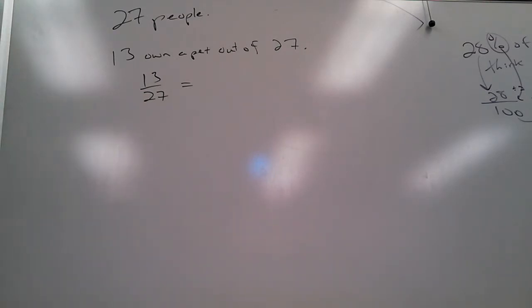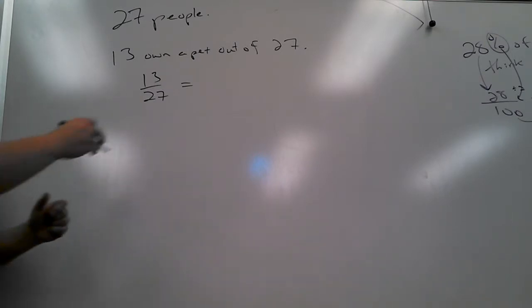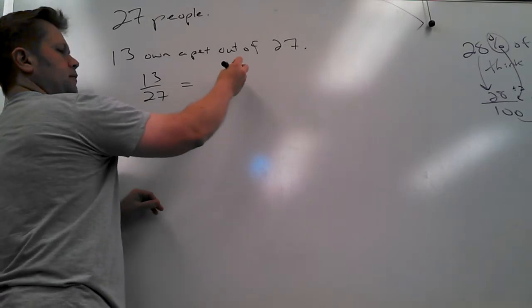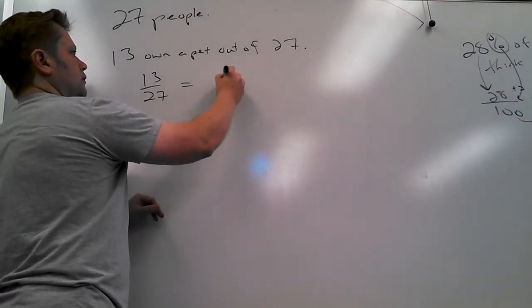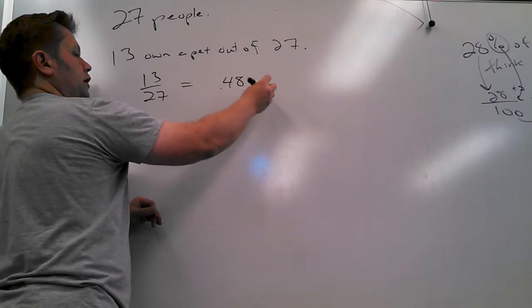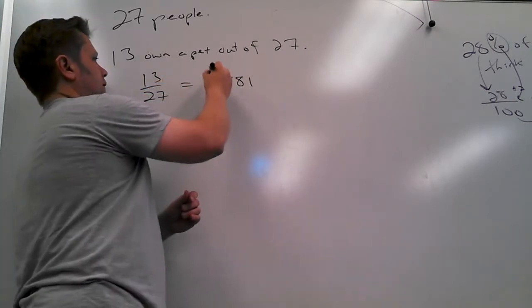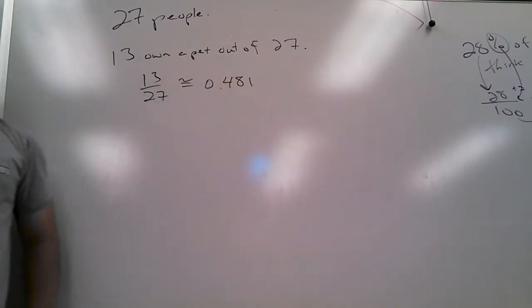Now help me out. What is that as a decimal? 13 divided by 27 comes out to be 0.481. All right, good. So it's about that, right?